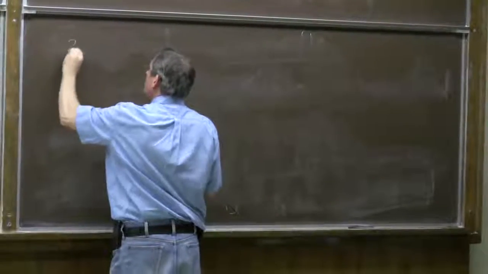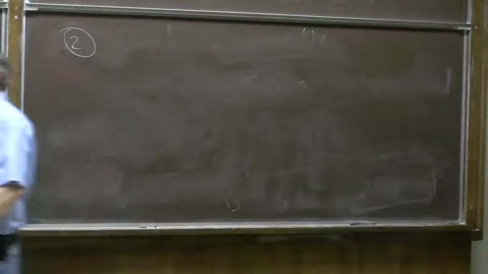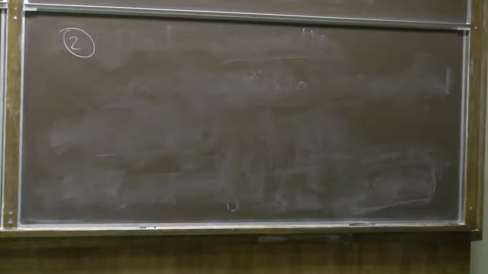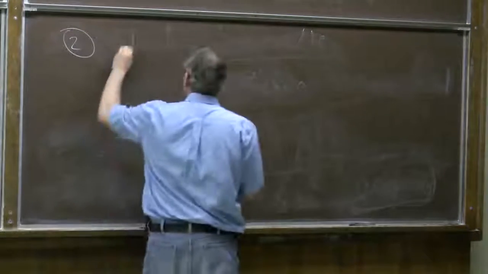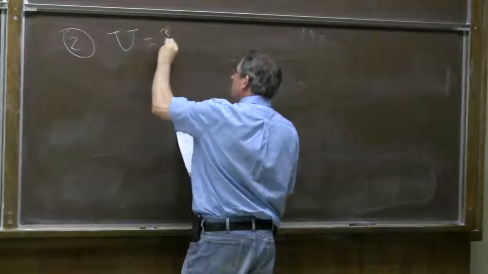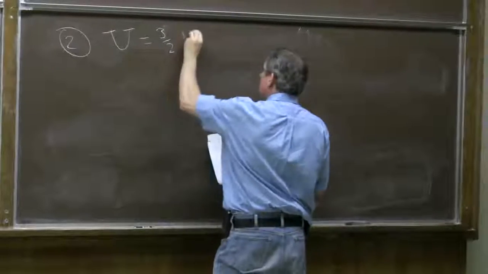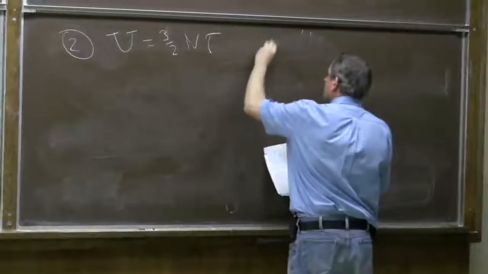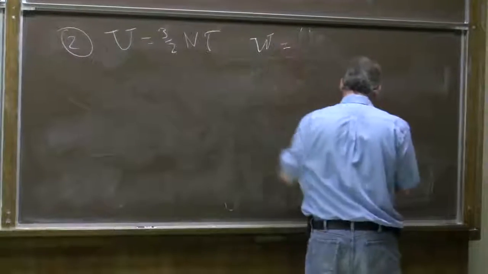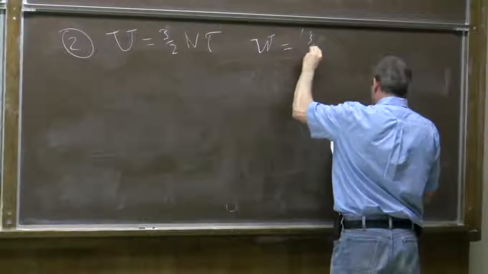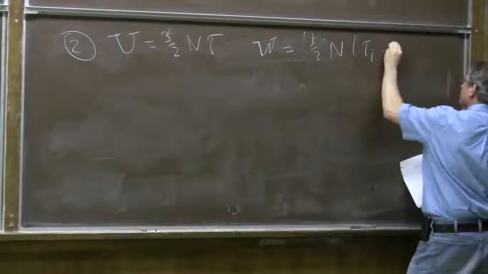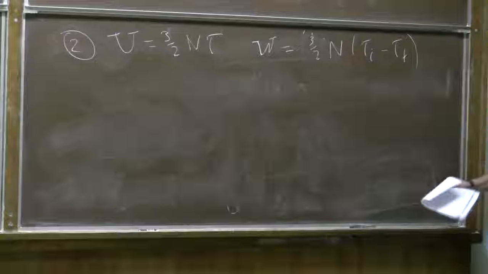During the second stroke, unlike the first, the internal energy is changing because the temperature is changing, and there's no heat flow during this stroke. The internal energy for an ideal gas is 3/2 n tau, and so the work done is the change in the internal energy. That'll be 3/2 n times the initial temperature minus the final temperature.